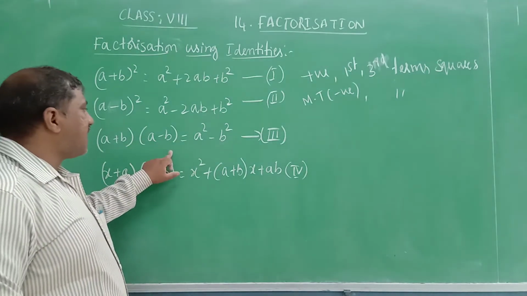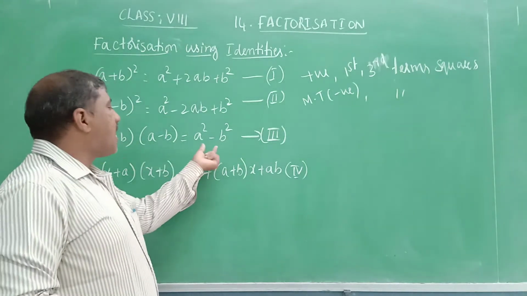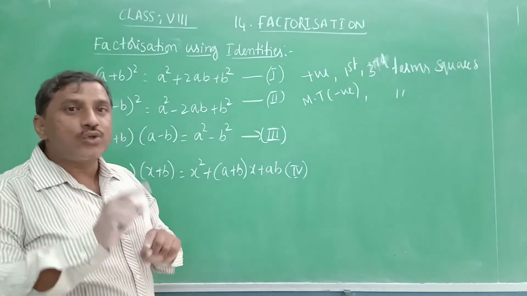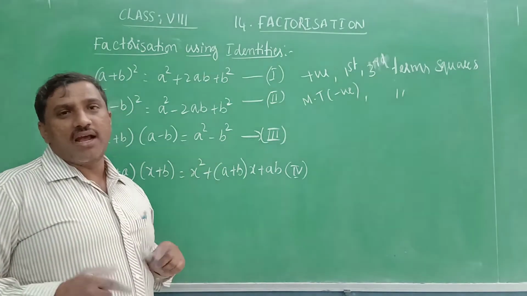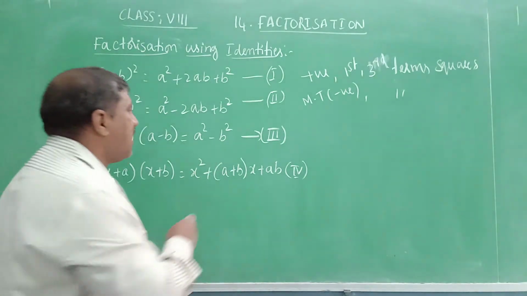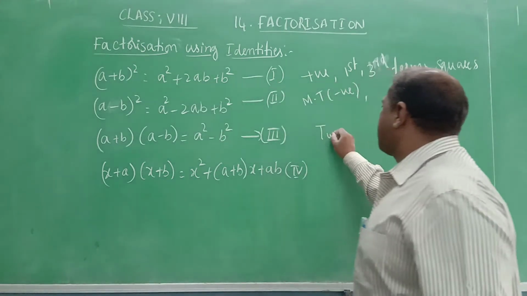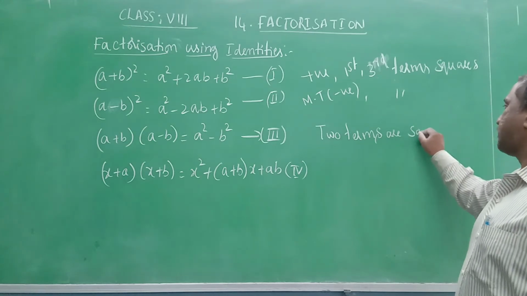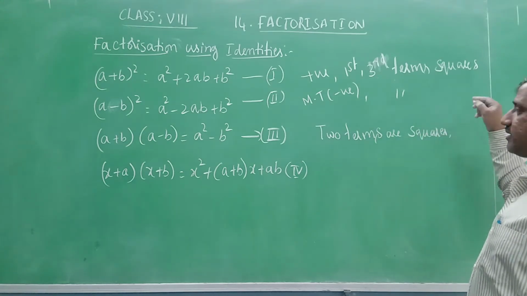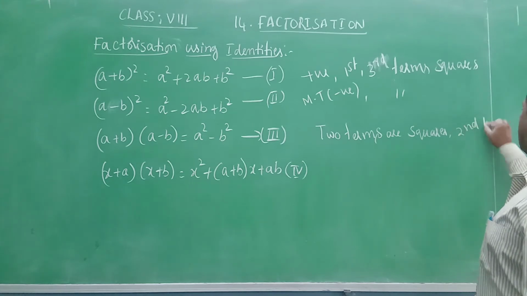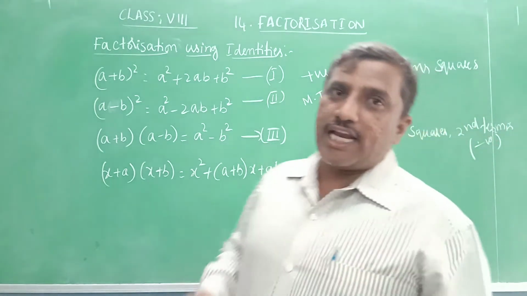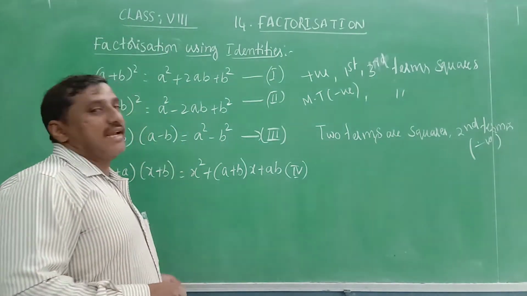When we use the third identity, it should have only two terms, and the two terms should be squares, with the second term negative. Two terms are squares, and the second term is negative. Then we use the third identity, a plus b into a minus b is equal to a square minus b square.